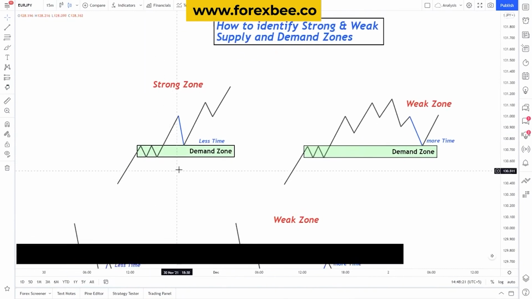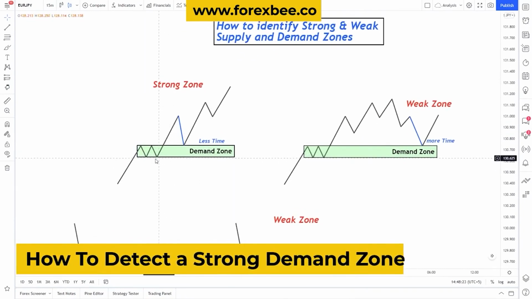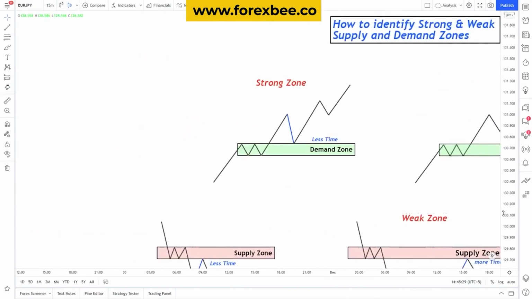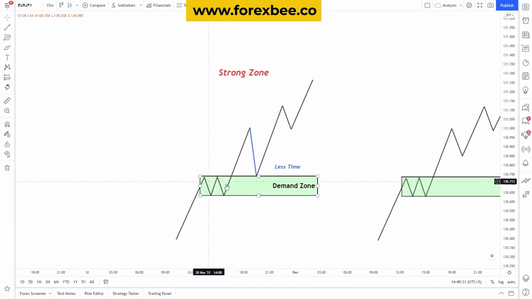So here we have a demand zone. That is basically a base rally demand zone. We can see that this demand zone is forming here, in which price is going up, then there is a range, and after that price is going up again. So this is a base rally demand zone. Now how can we say if it's a strong demand zone or a weak demand zone?